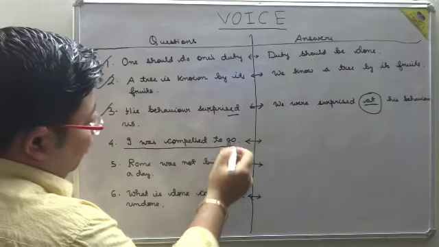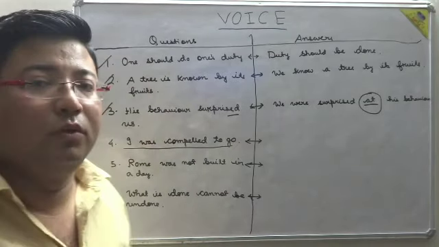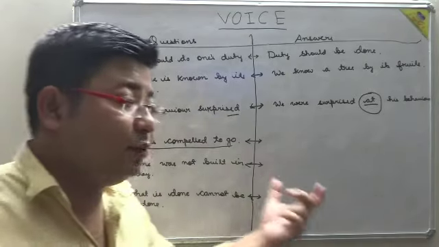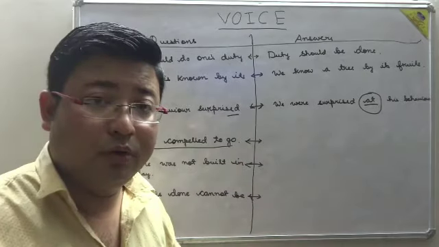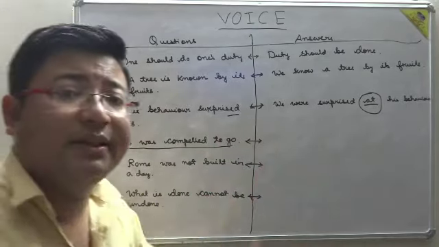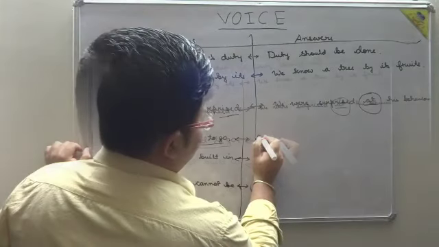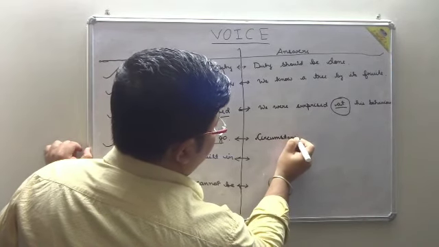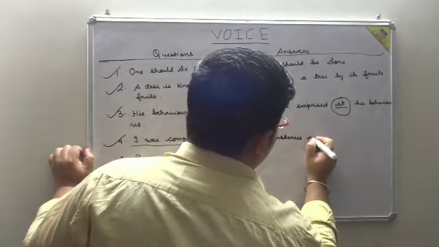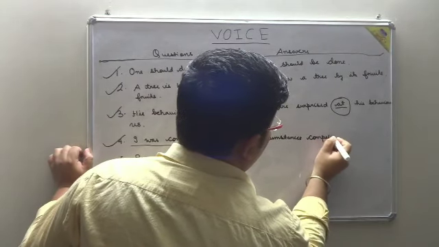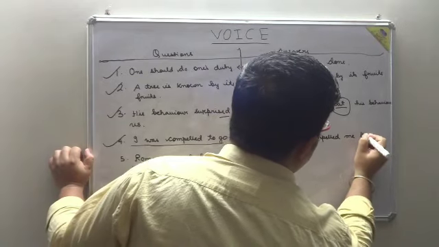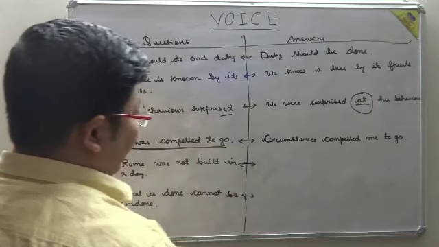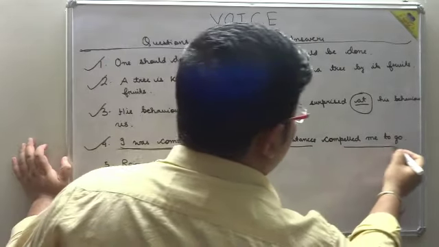I was compelled to go. What compelled me to go? Circumstances compel me to resign a job, or some circumstances compel me to do this thing. So I'll start the sentence with circumstances. Circumstances compel me to go. I was compelled to go. I'll write it as circumstances compel me to go.